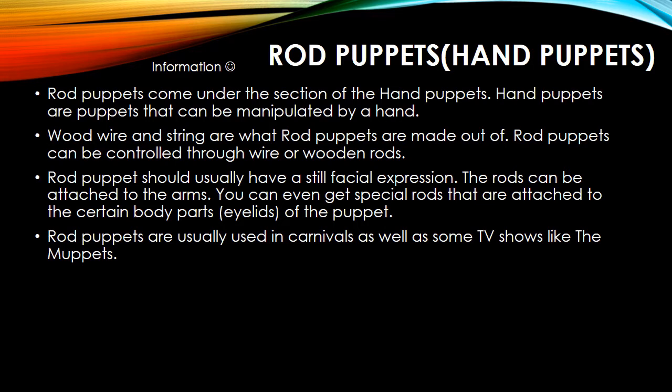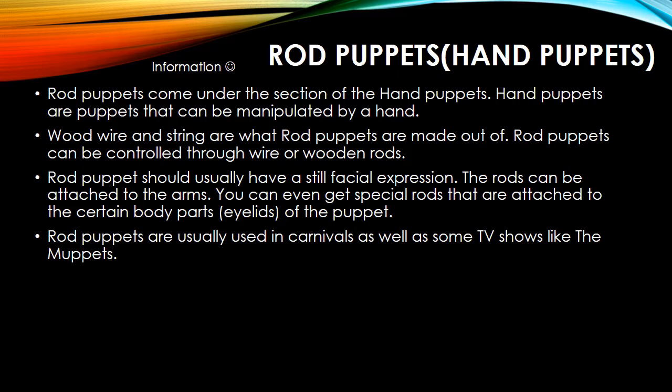Rod puppets are usually made out of string, wood and wire. Rod puppets can be controlled through wire or wooden rods. Rod puppets usually have a still facial expression, so you can get many of them just still happy, or with a very still facial feature.